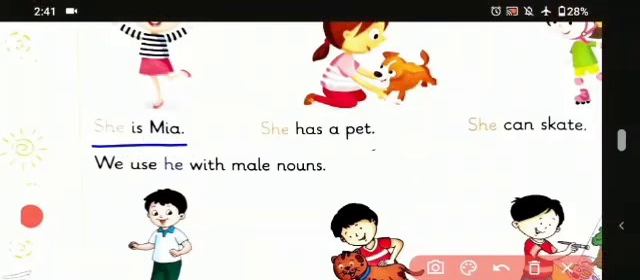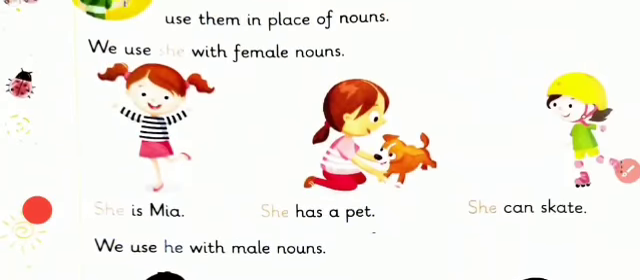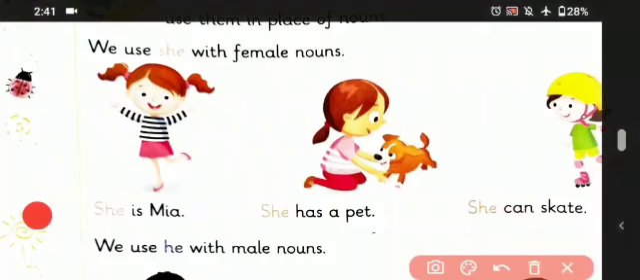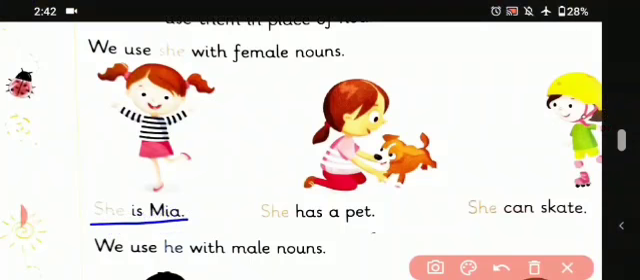She is Mia. She has a pet. She can skate. So students, see, this is a girl. These are three pictures of the girl. First, what's her name? She is Mia. The second one, she has a pet. And the third one is she can skate.